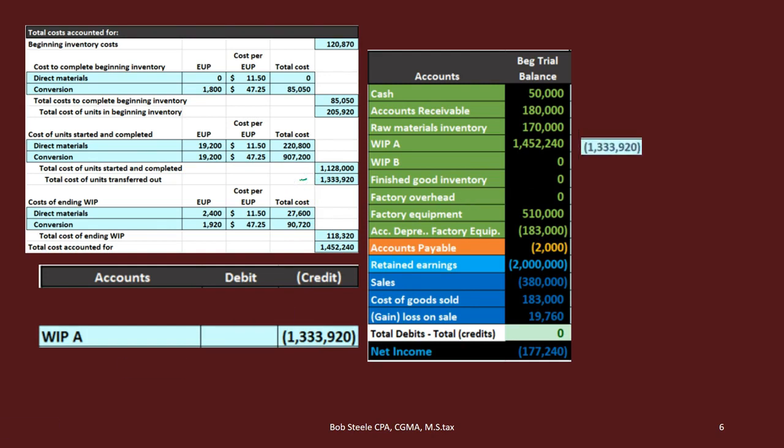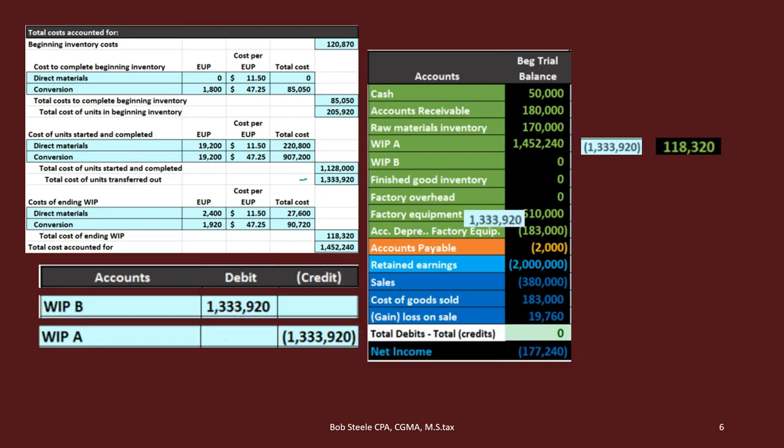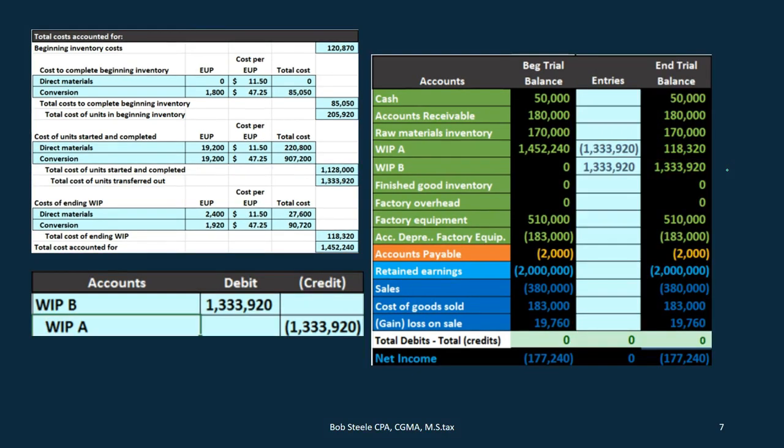We're going to take that out of Department A. That's the stuff that we have then completed. And it's going to transfer to Department B. So it's going to go into Department B. And now Department B is going up by that amount. So that would be the flow of the transaction, the journal entry to take it out, and the allocation method.